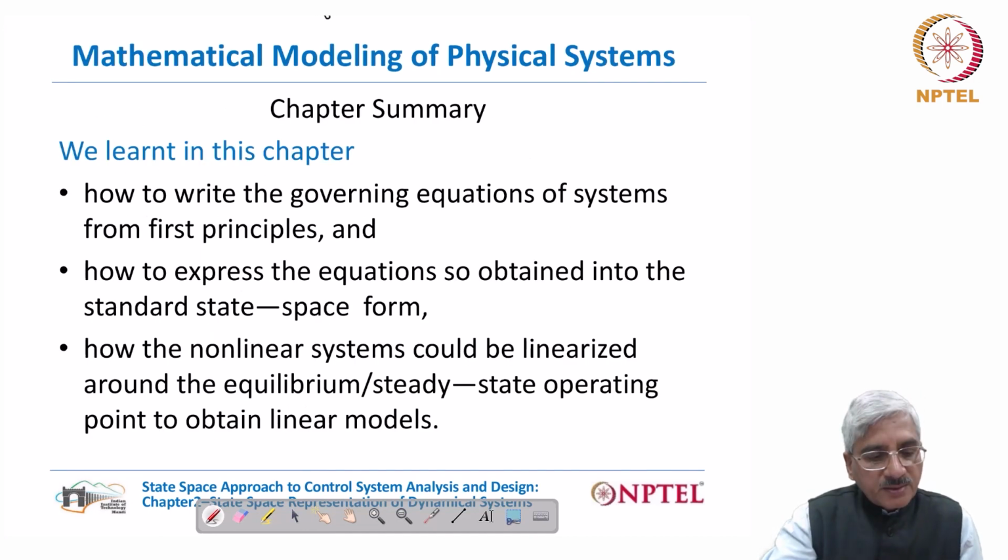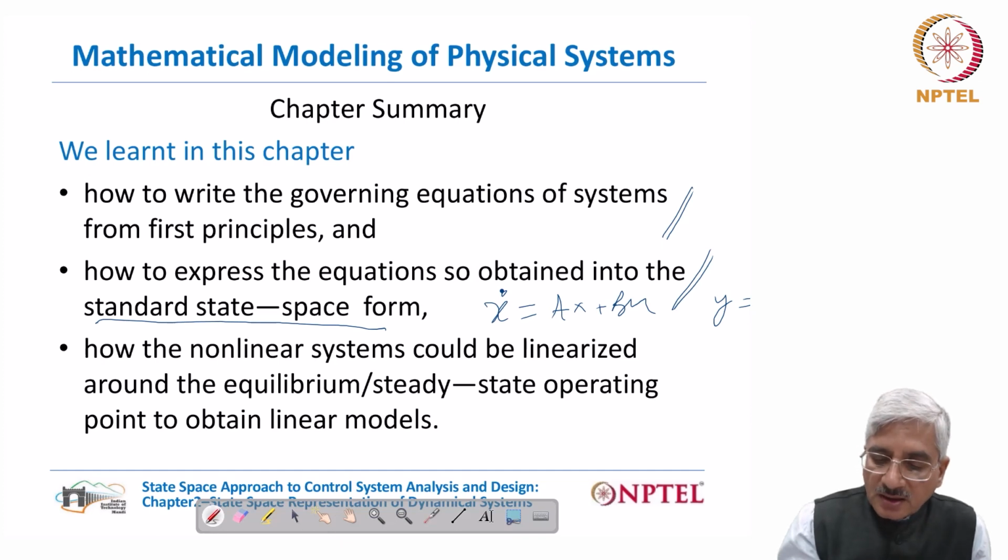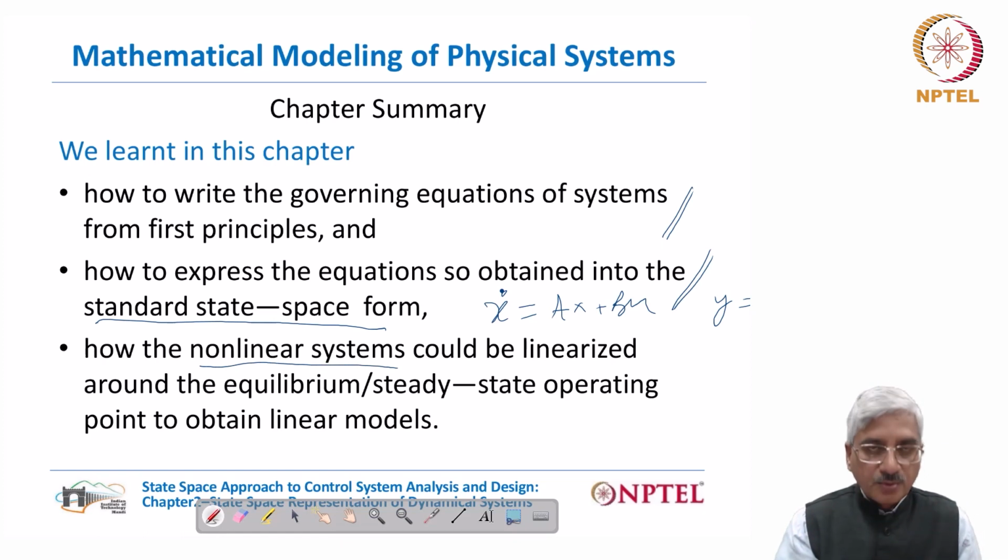That completes our chapter, and as a summary, you may please recall that we have learnt how to write the governing equations of different types of systems, and how to express these equations in the standard state space form of x dot equals Ax plus Bu and y equals Cx plus Du. In some cases, when we encounter nonlinear equations, we have seen how to get their equilibrium and how to convert them into linear models. Thank you. With that, we come to the end of chapter 2.